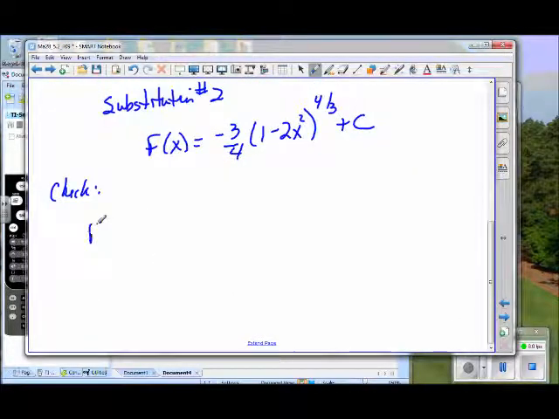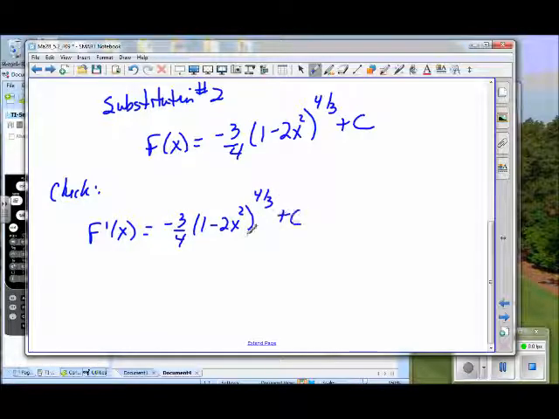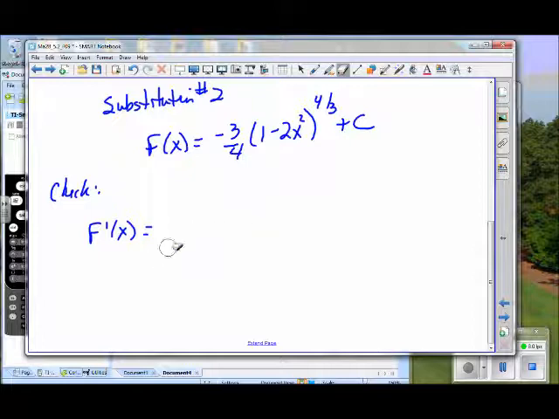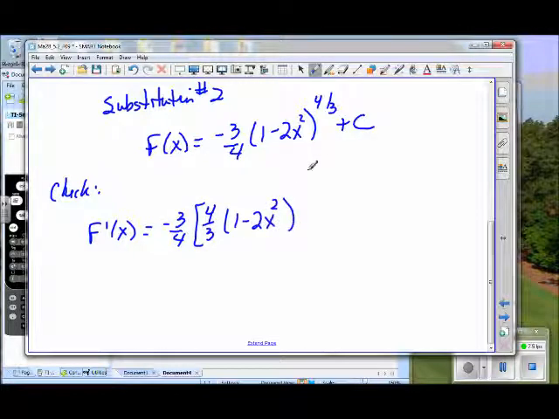Well, if we take the derivative of this, negative 3/4 times 1 minus 2x squared to the 4/3 power plus c, and I don't want to write it exactly like that because that was not an equivalent statement, I would have negative 3/4 times 4/3, 1 minus 2x squared to the 1/3 power, subtracting 1, times the derivative with respect to x of the inside function, plus 0, since the derivative of c is 0.